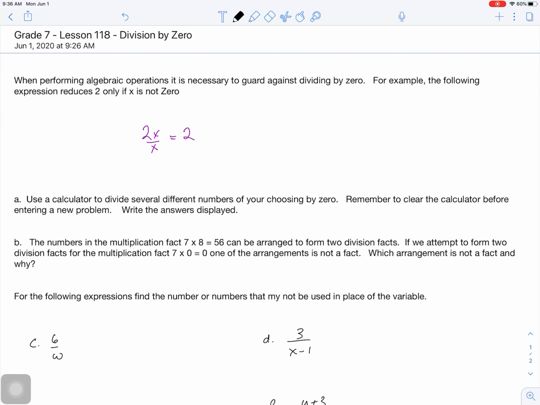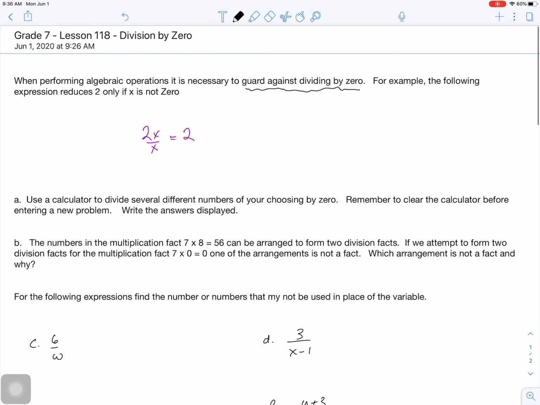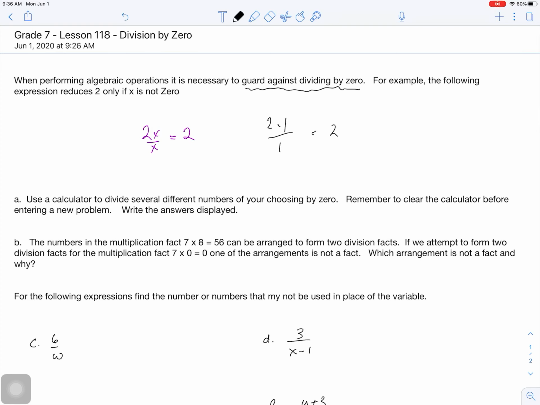So really, what you're looking at is to guard against dividing by 0. For example, the following expression reduces to 2 only if x is not 0. If we go 2 times 1 over 1, we're going to get 2, right? But if we go 2 times 0 over 0, that's not going to equal 2. So x in that form cannot equal 0. That's really what we're looking to do, is make sure that we put that variable in there saying what it is. And probably the best way to do it is show you on a calculator.